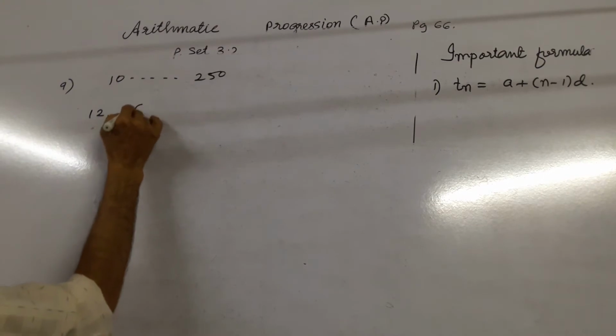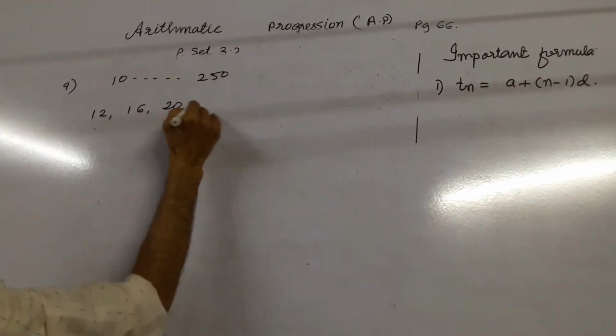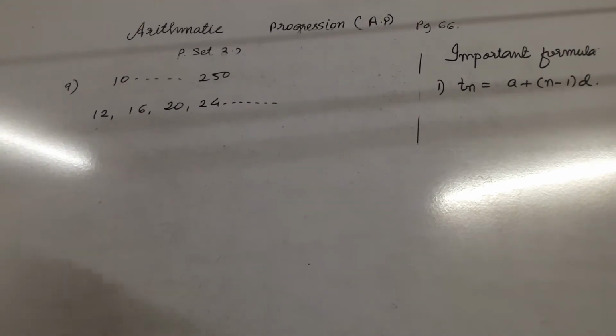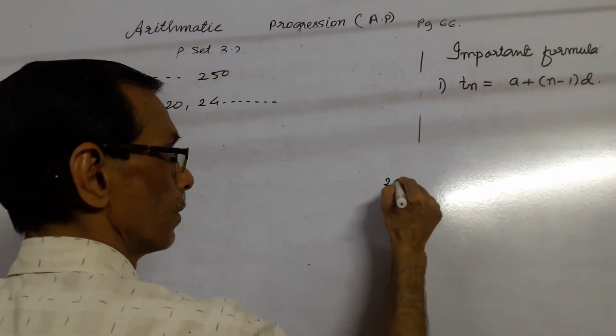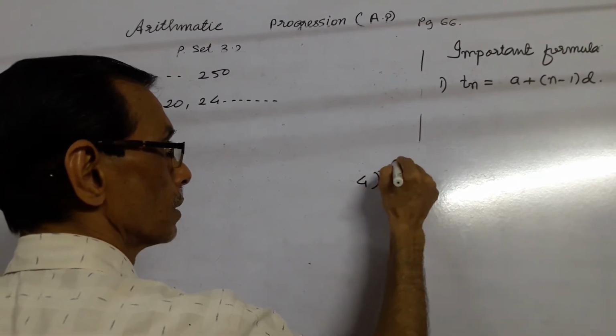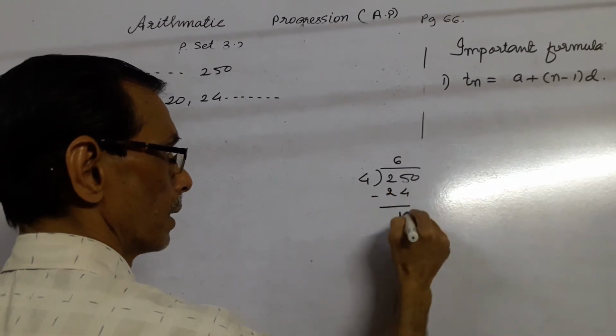After 12, 16 will come, because in the table of 4, all the numbers will come. So 12, 16, 20, 24, and so on, up to 250. But we know that 250 is not divisible by 4. Let us see whether it is divisible by 4. So let's divide 250 by 4. So 4 6s are 24, subtract, 1 remains, take 0.